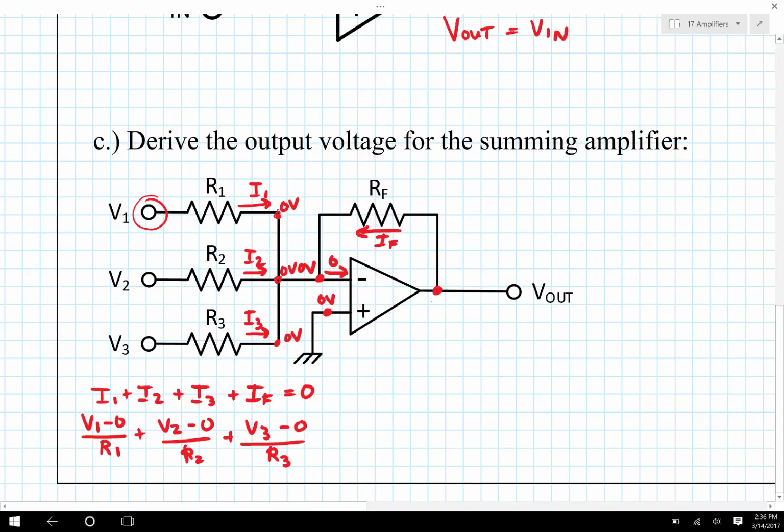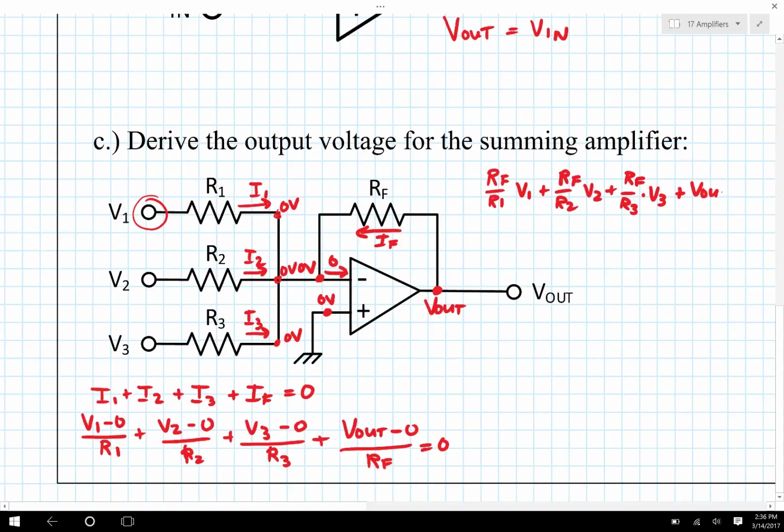Well, I know the voltage right here is V out. So this is V out minus 0 divided by RF is equal to 0. I'm going to multiply through both sides, the whole equation by RF. So I'm going to end up with RF over R1 times V1 plus RF over R2 times V2 plus RF over R3 times V3, and that's plus V out is equal to 0.